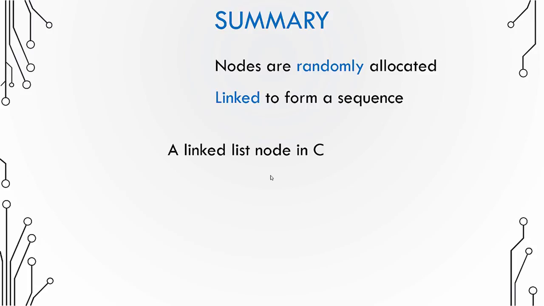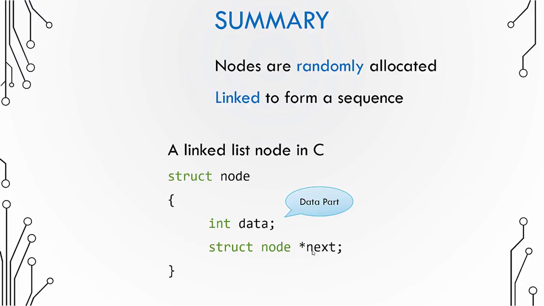Now you might be wondering, how do we represent a node of a linked list in a programming language? So I'll give you an example in C language. A node in C language can be represented using a structure. So the first variable is the data part and the next variable is the pointer to the next node. This variable next stores the address of the next node.